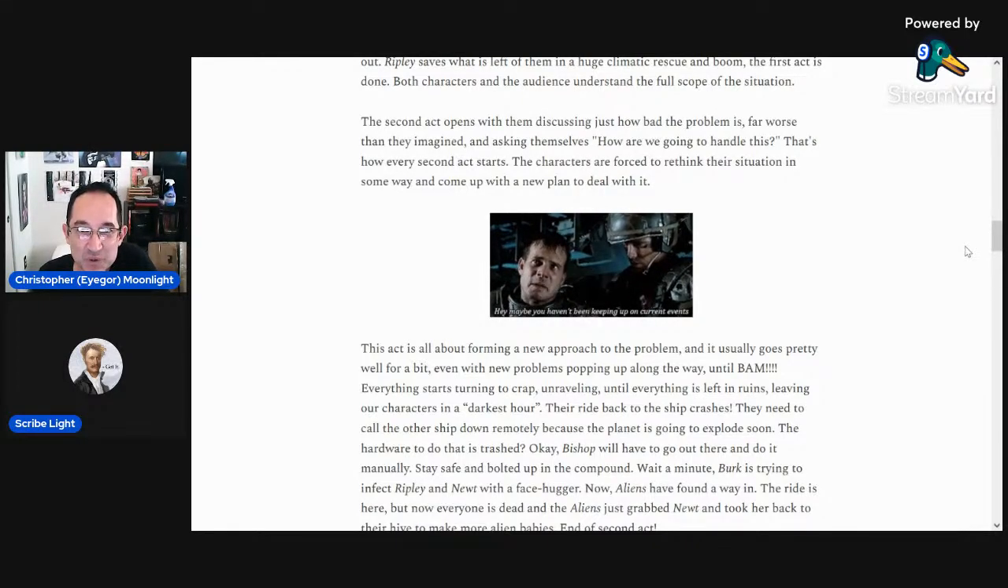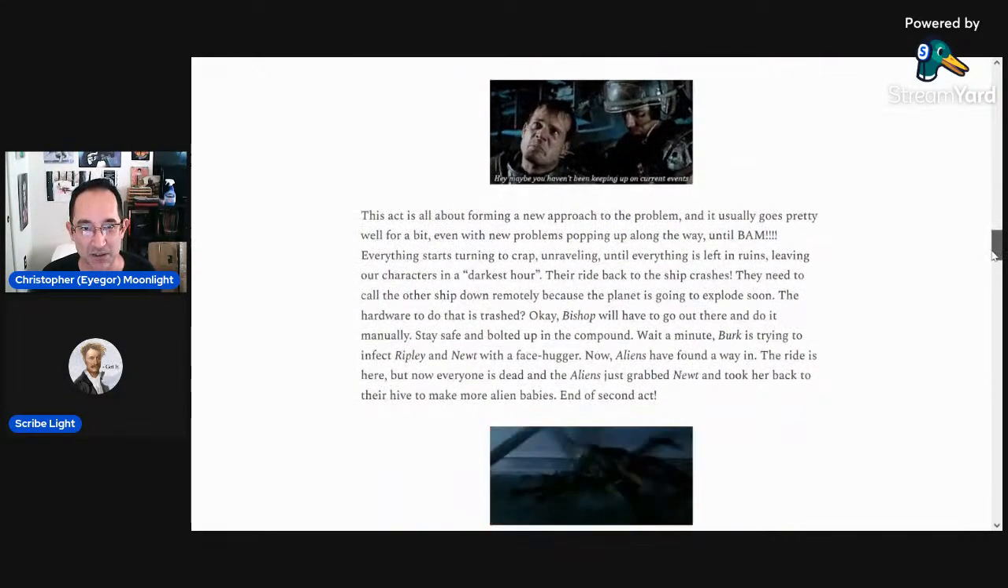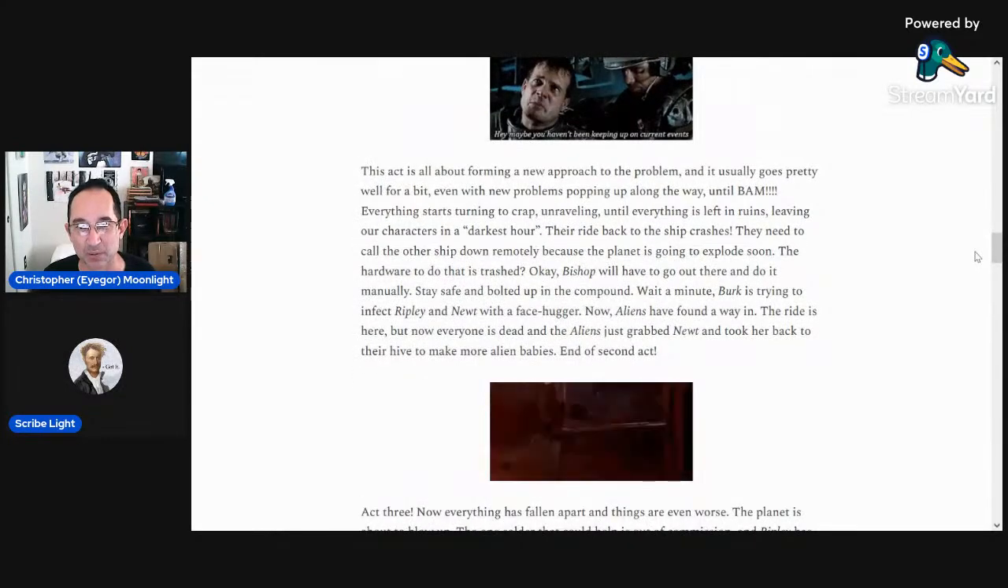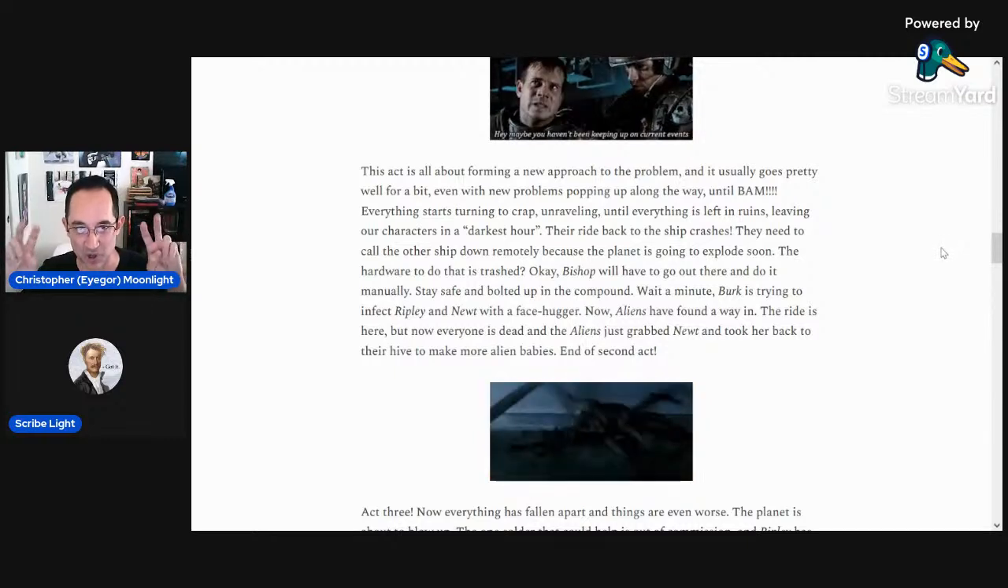So the second act opens with discussing just how bad the problem is, far worse than they imagined, and asking themselves, how are we going to handle this? That's how every second act starts. The characters are forced to rethink their situation in some way and come up with a new plan to deal with it. This act is all about forming a new approach to the problem, and it usually goes pretty well for a bit. Then, with new problems popping up along the way, until bam, everything starts turning to crap, unraveling until everything is left in ruins, leaving our characters in the darkest hour.